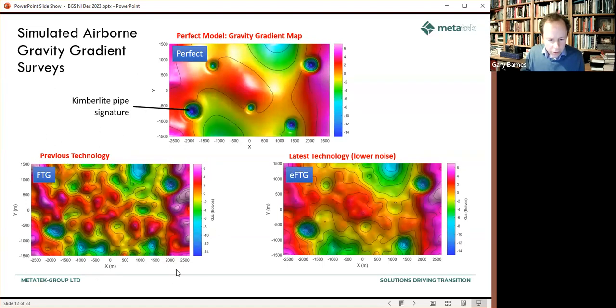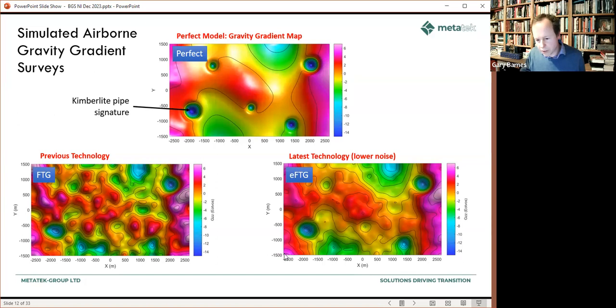On the left-hand image here, you can see the results of the FTG simulation. It does pick up quite clearly the larger kimberlite pipe signatures. We see on the top right and the bottom left, these two signatures coming through quite clearly. But the smaller kimberlite pipes are somewhat lost in the noise in the data. You wouldn't really be able to pick out some of these lows from what we can call false lows. And those false lows are really just manifestations of the noise in the data.